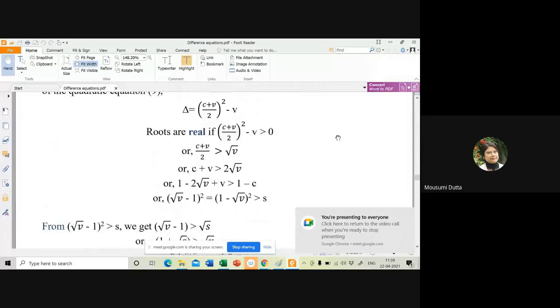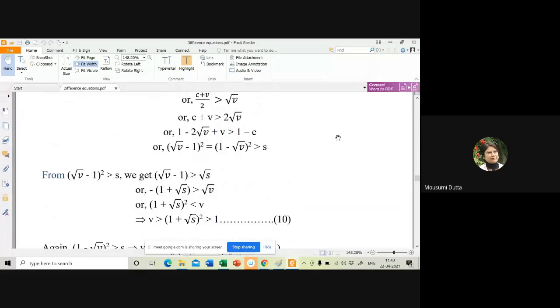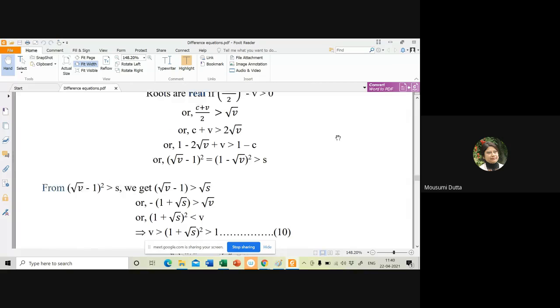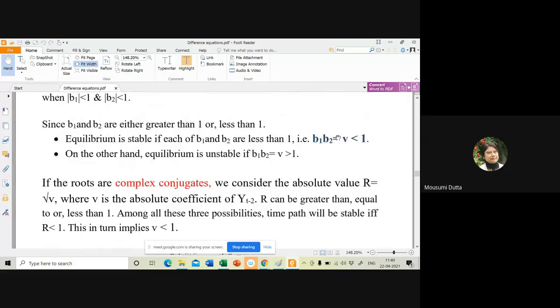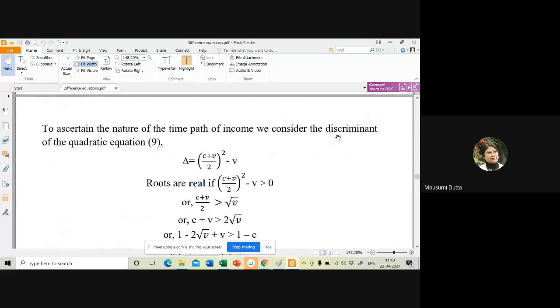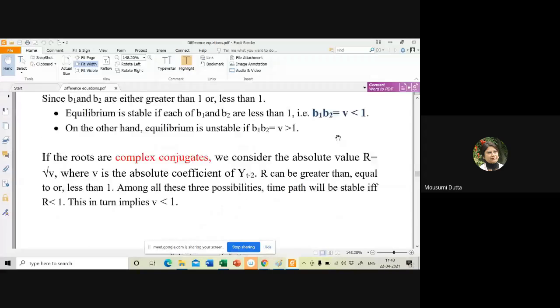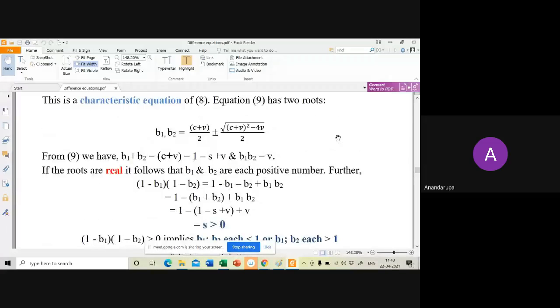Okay, so I hope, the first question was why I talked about interaction between alpha and beta, why I'm considering the product of two roots. Okay. Let me first finish. So, in case of the Samuelson's model, while we define B1 into B2, that is alpha into beta.